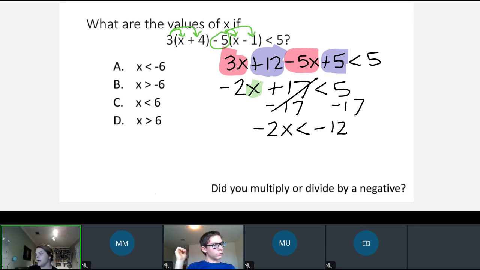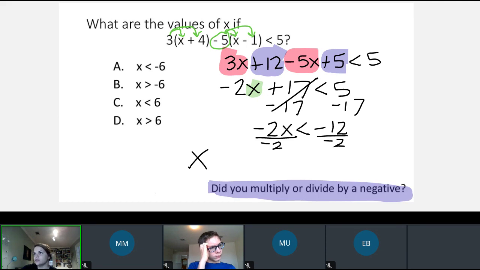Okay, my last step here, I have negative 2 times x. To undo multiplication, I'm going to divide by negative 2. Now, when we multiply or divide by a negative, our inequality sign is going to flip. So I'm going to flip it the other way to get 6. So I should get x is greater than 6. Any questions about that one?